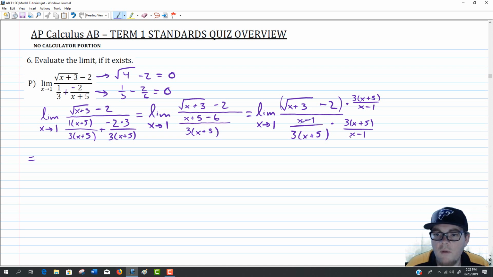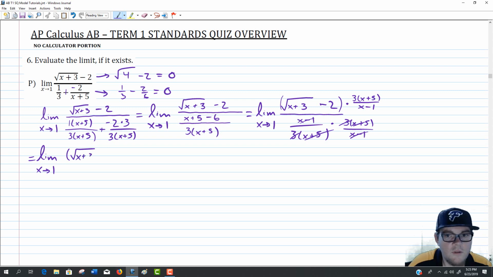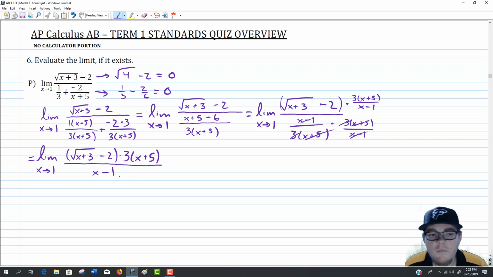Notice that that will divide away these guys. And instead we'll be left with the limit as x goes to 1 of this square root thing, which we're going to still have to deal with at some point here, times 3 times x plus 5, all divided by x minus 1. So there's our stuff. Notice still, if we were to plug in 1, we'd still get 0 over 0.